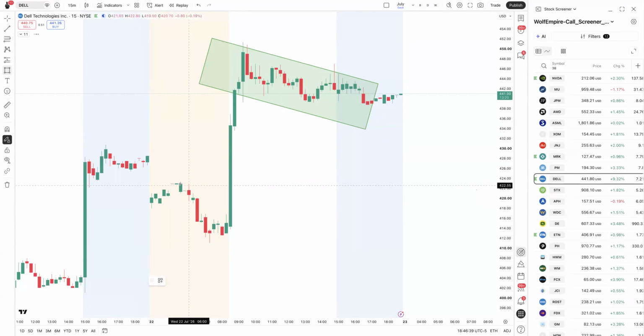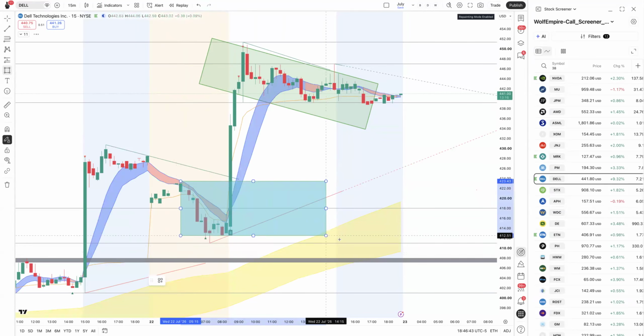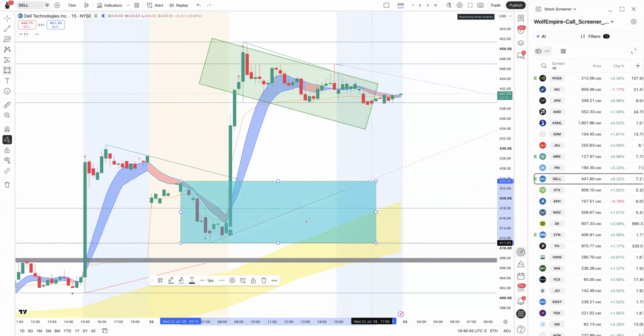This is Dell. This is the highest candle. This is the lowest candle. And if I grab this range on Dell, you see how we broke pre-market high.